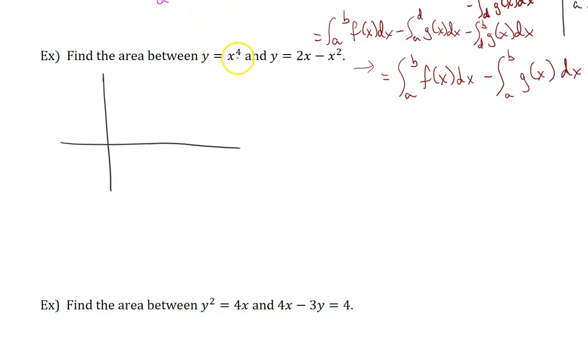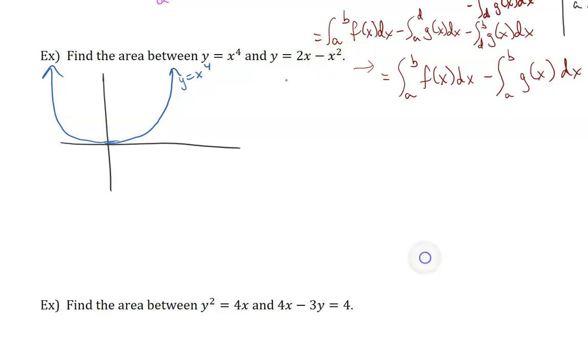As the exponent increases, if it's even, like x to the fourth, sixth, eighth, etc., it just keeps looking flatter and flatter, but it's still kind of the same shape as a parabola. So something kind of like this. That could be y equals x to the fourth. And then this one right here is a parabola.